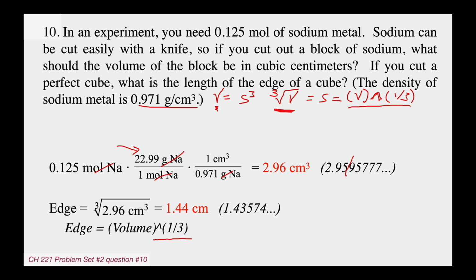So if we would cut a cube of 1.44 centimeters length, width, and height, that would give you the volume of 2.96 centimeters cubed, and that translates to the 0.125 moles of sodium that we need. Make sure you know how to do this problem. Every calculator is a little bit different. Once in a while, we'll go from a cubed number, like 2.96, back to the edge length of one side, the 1.44 number. Make sure you know how to do this on your calculator.